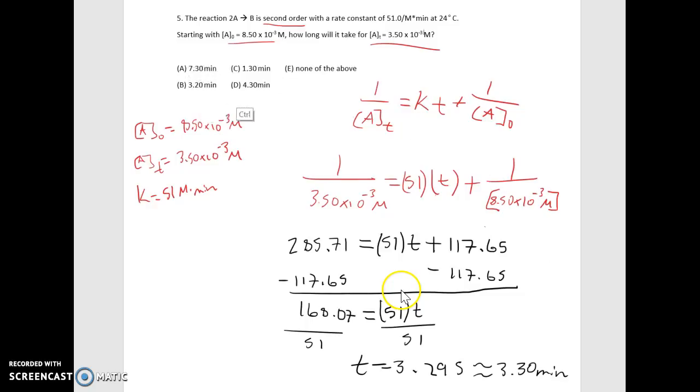And that is, the closest one would be B, 3.20. Ooh, or would it be none of the above? I picked 3.20, but it might be none of the above. We never got the answer, so I'm not exactly sure.